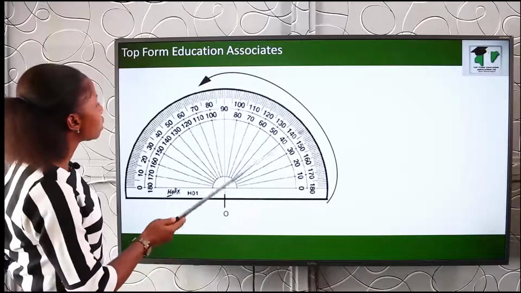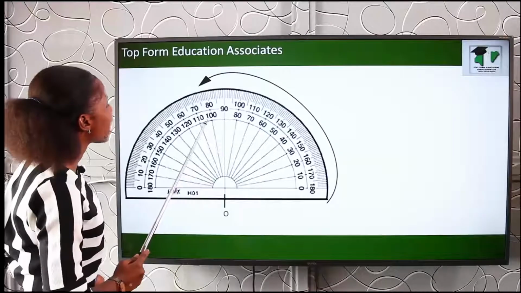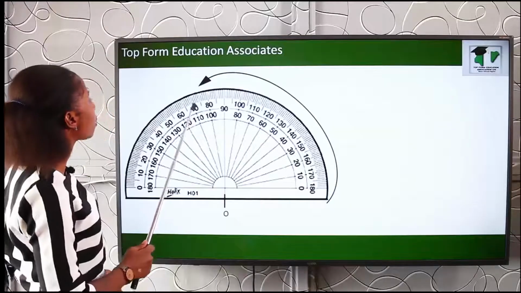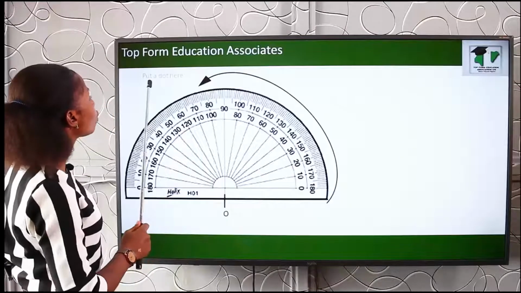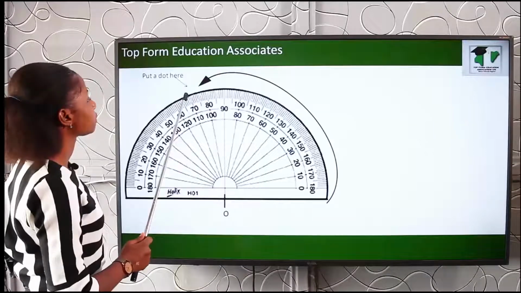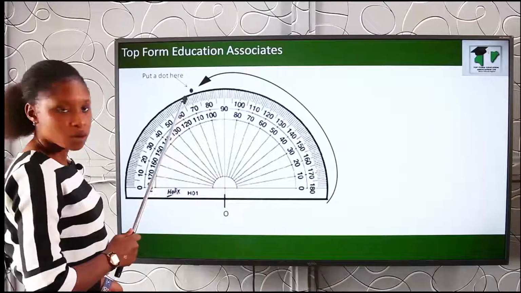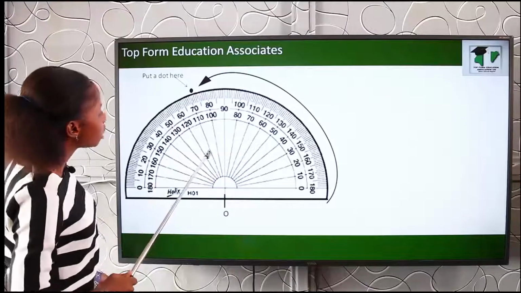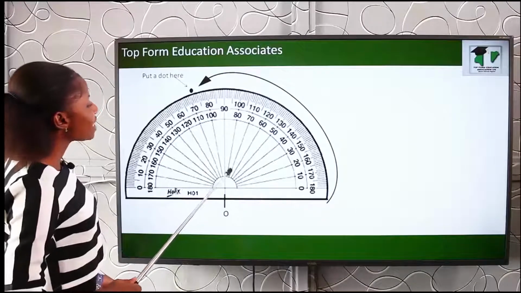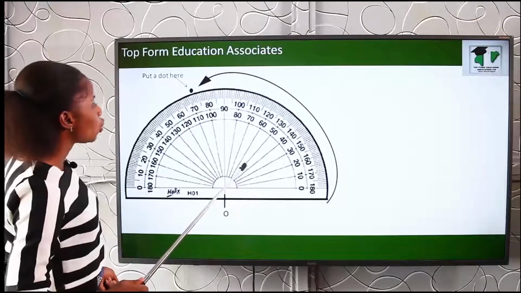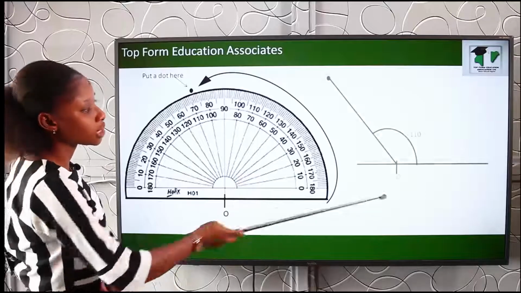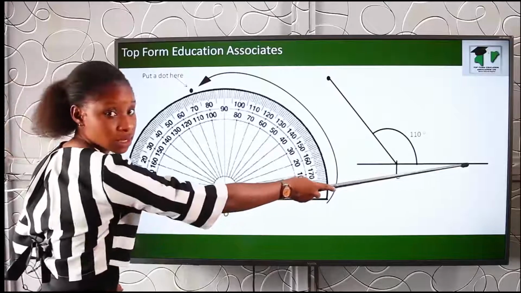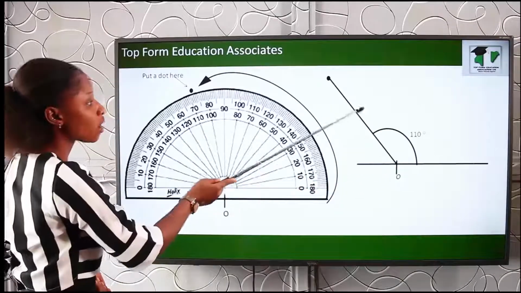Okay, this is 110 degrees. We are asked to measure 110 degrees, so we are going to put our point right here, put a dot here. Okay, we are going to mark our work. So we have successfully marked our 110 degrees. All right, now when we remove our protractor, this is the angle we have. Do we see it? Do we understand?